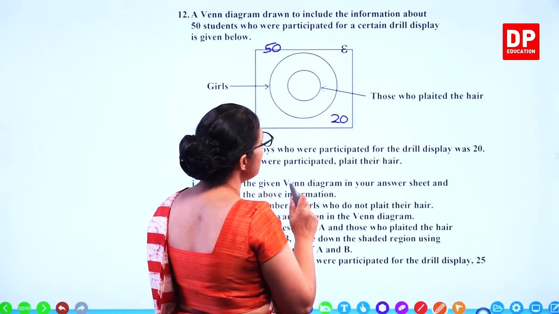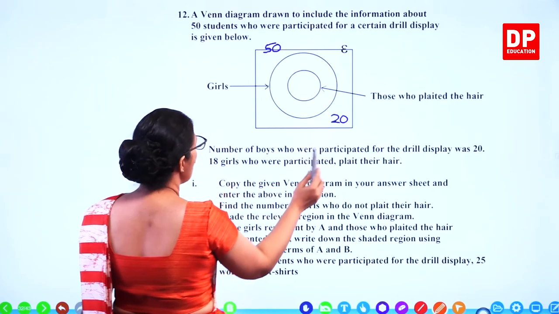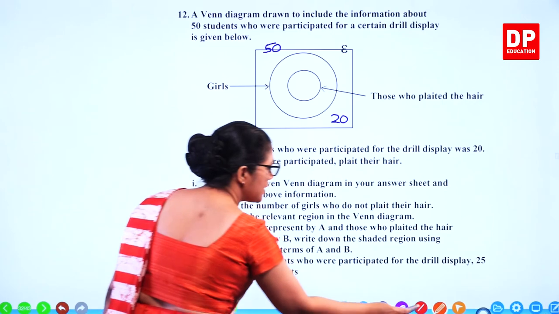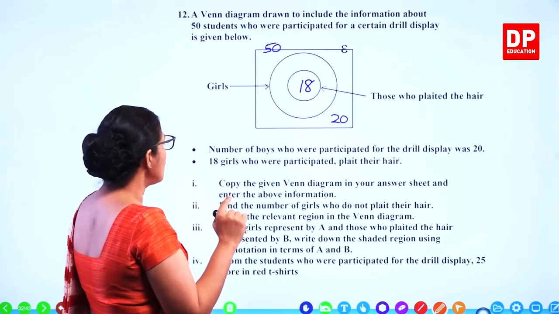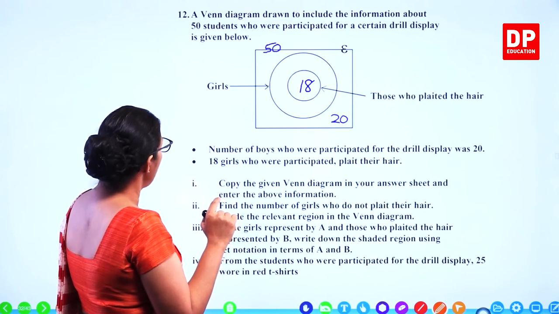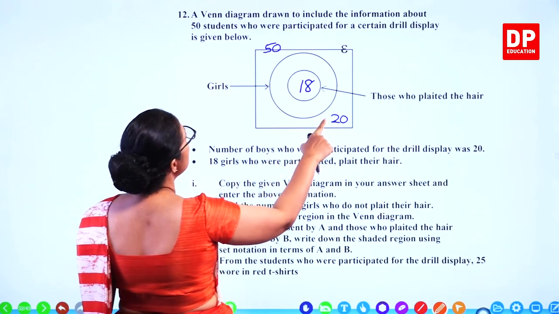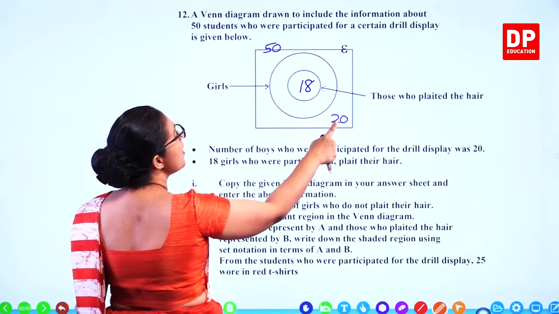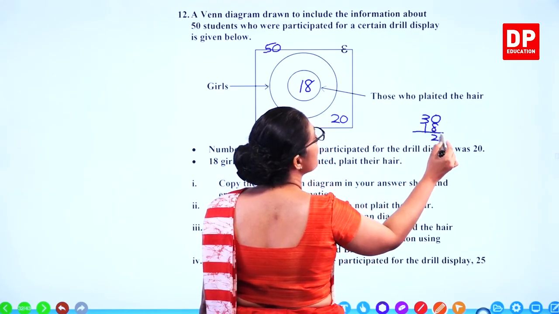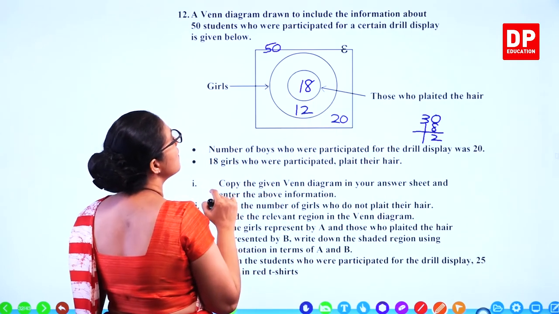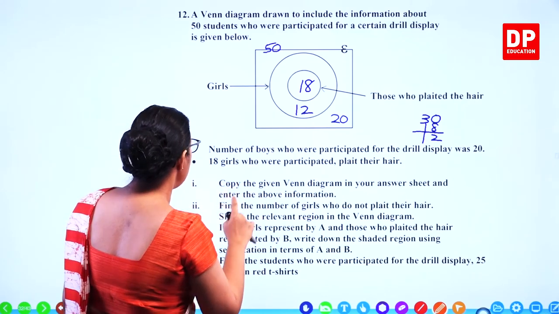18 girls who participated plaited their hair. So here, those who plaited the hair. Here, this one. So 18 girls who participated plaited their hair. So that means this is 18. Copy the given Venn diagram in your answer sheet and enter the above information. So here, this is 20, this is 18. We can fill this one. 50 minus 20, 30. 30 minus 18. This should be 12. So that's the diagram, and we'll do the second part on the next page.